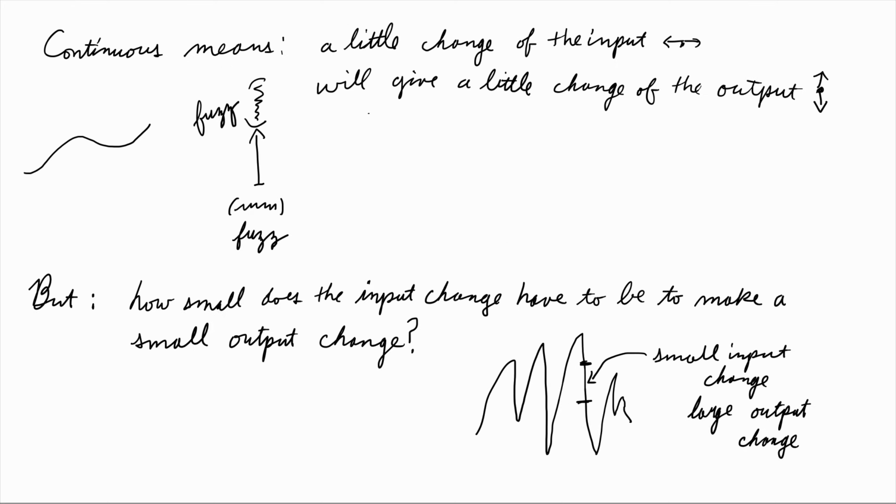Okay, so continuous, what does that mean intuitively? Basically, it means if you change the input just a little bit, that's going to create just a little change of the output, right? Because as we're drawing a curve, as we move this way a little bit, we don't want to rapidly jump up somewhere, right? We don't want something like that to happen.